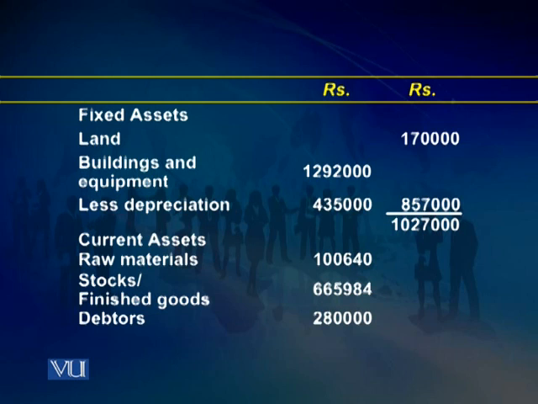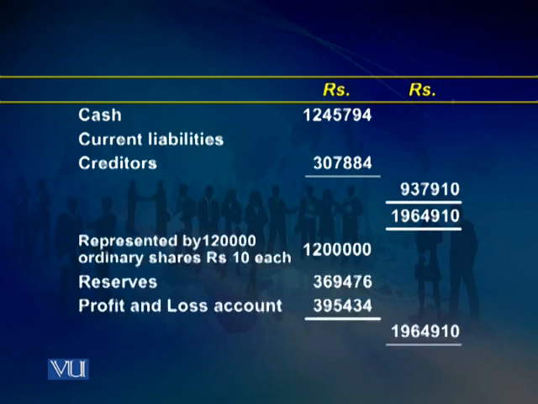Current assets are showing raw material at 100,640. Finished goods are 665,984. This is as per the valuation we carried out in our last session. Debtors, we will see the working, 280,000. Cash, we will have an entire cash budget which will show the cash inflows and cash outflows, and that amounts to, at the end of the period, 1,245,794. Creditors, again, we'll see how it's worked out, and creditors amount to 307,884.